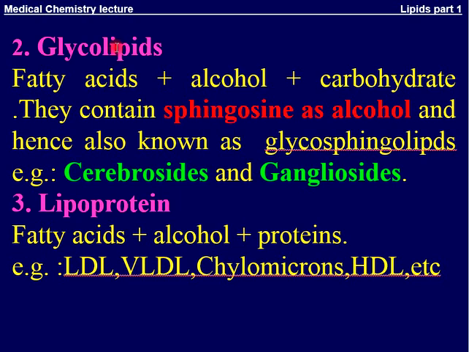Glycolipids have two classes, cerebroside and ganglioside, depending on the type and number of the carbohydrate units. The third class is lipoprotein, which contains fatty acids plus alcohol plus protein. The other group here is protein. Examples of this class are low density lipoprotein, very low density lipoprotein, chylomicrons and high density lipoprotein.